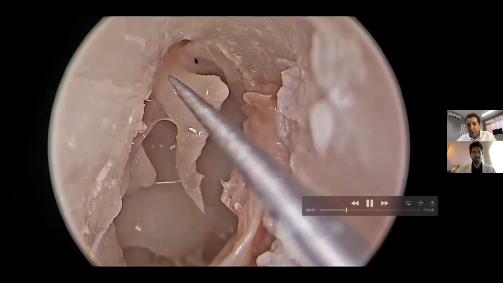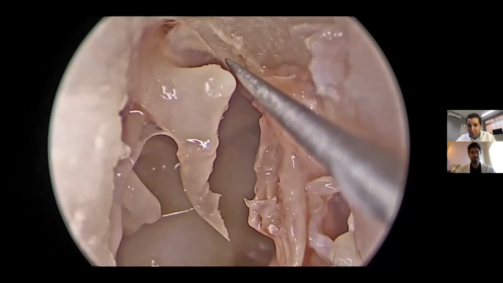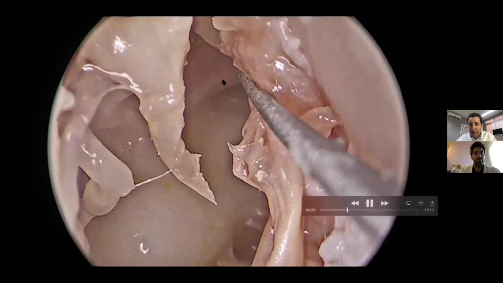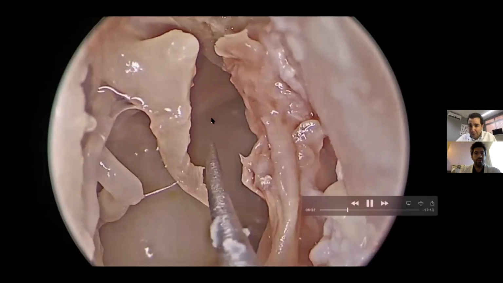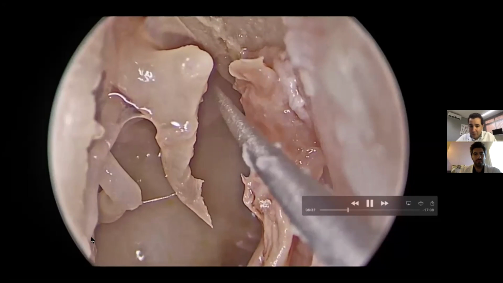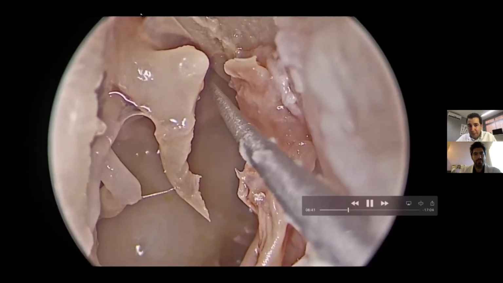As you can see, it's a little bit higher and more thick than the posterior malleolar ligament. This is the chorda tympani here, and this is the canal of the tensor tympani muscle. This is the region of the protympanum. This is the region of the mesotympanum. Below that is the hypotympanum. Posterior is the retrotympanum, and superior is the epitympanum.